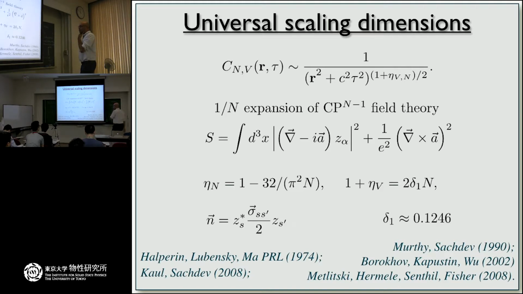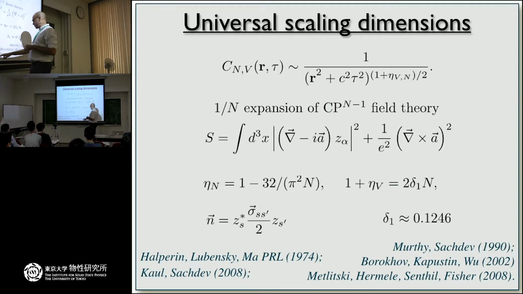So at large n, this model has a fixed point, and you can study the scaling dimension of this. And this is extremely technical. It was actually worked out first by Borokhov, Kapustin, and Wu, who are some mathematical physicists. They studied it for the case where you have Dirac fermions. But then Metlitski, Hermele, Senthil, and Fisher also studied it. This was originally studied by Murthy and Sachdev by some simpler methods, but these people used conformal field theory and reproduced their calculation.